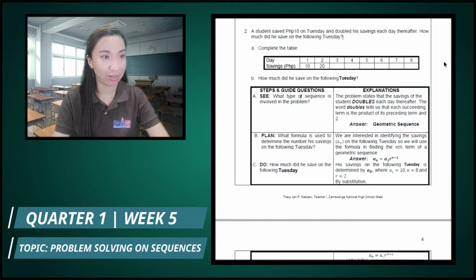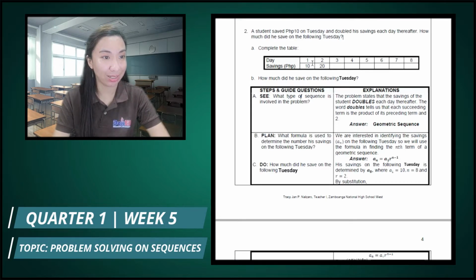So as you can see on the given table, for the first row, we have here the entries for the day. So we have 1 to 8. So why 8? Since it is mentioned here that we started from Tuesday and the following Tuesday. So we have Tuesday, Wednesday, Thursday, Friday, Saturday, Sunday, Monday, Tuesday. So that is equivalent to 8 days.